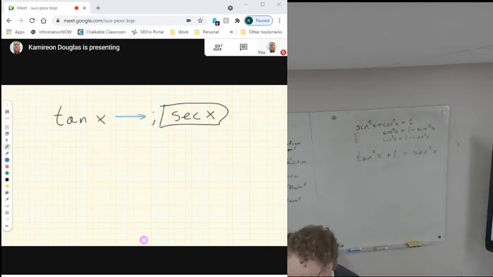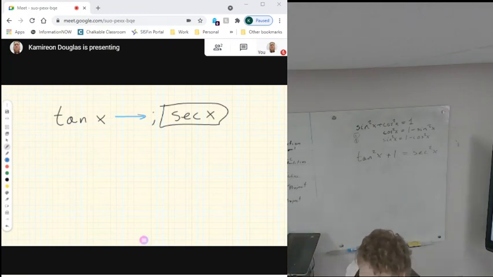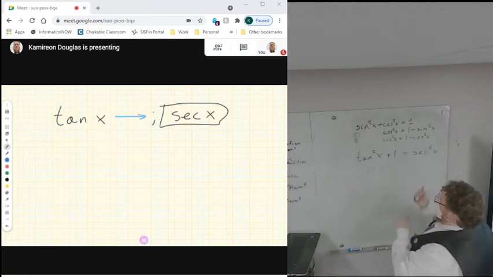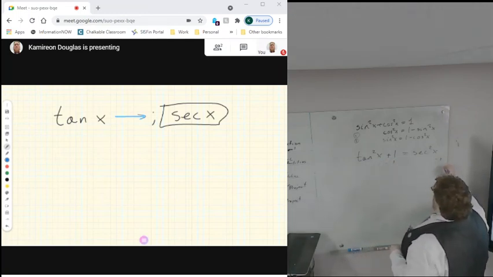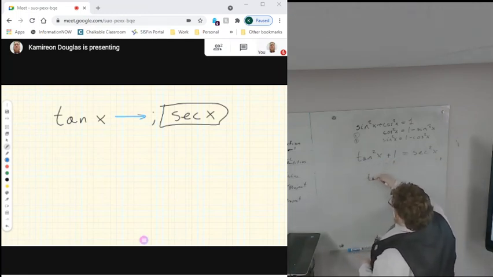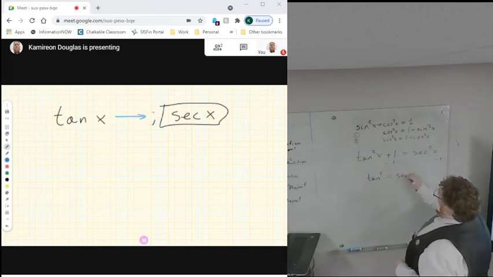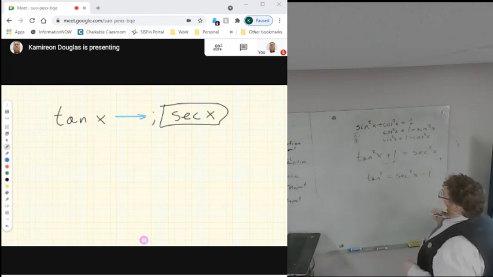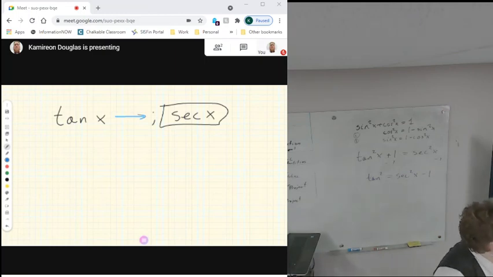I have every algebraic tool to do so. Subtract 1. Subtracting 1 would get tangent squared by itself. So subtract 1 from both sides. This would give me tangent squared equals secant squared minus 1. That's closer.